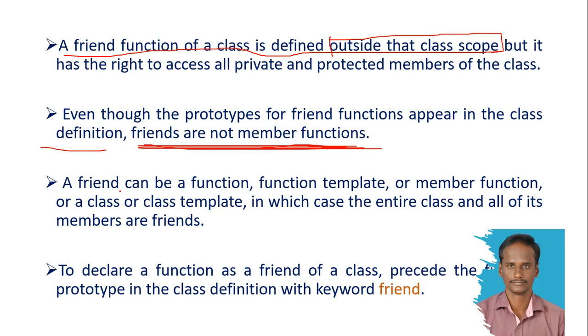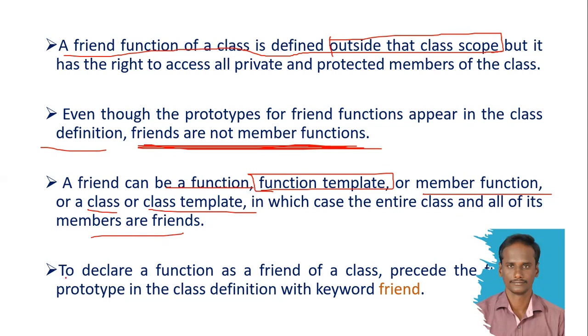So how are functions friends to the class? A friend may be a function or function template. This concept we will discuss later. What is a template? There are two types of templates: class template as well as function template, right? So the friend may be a function or function template or member function, or it may be a class or class template. Whatever it may be, in which case the entire class and all of its members are friends, right?